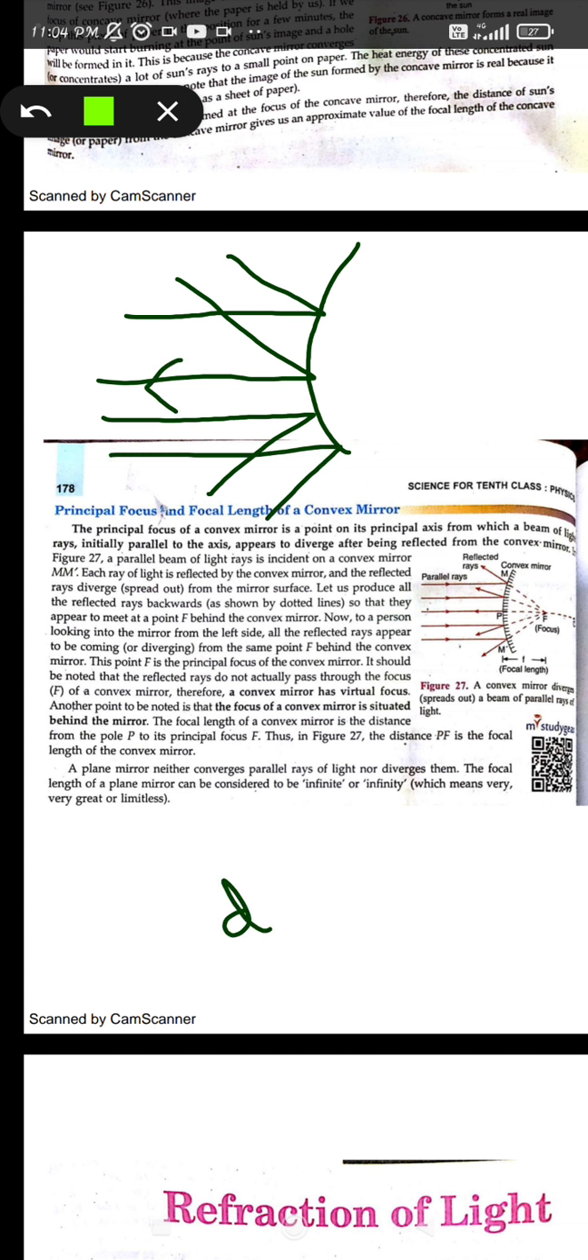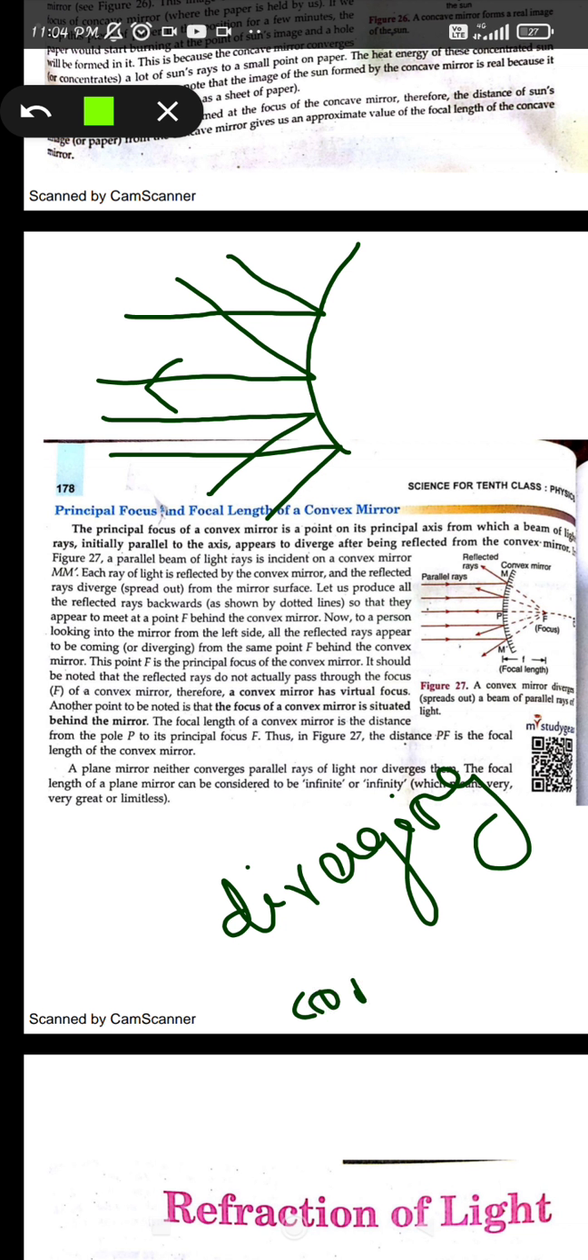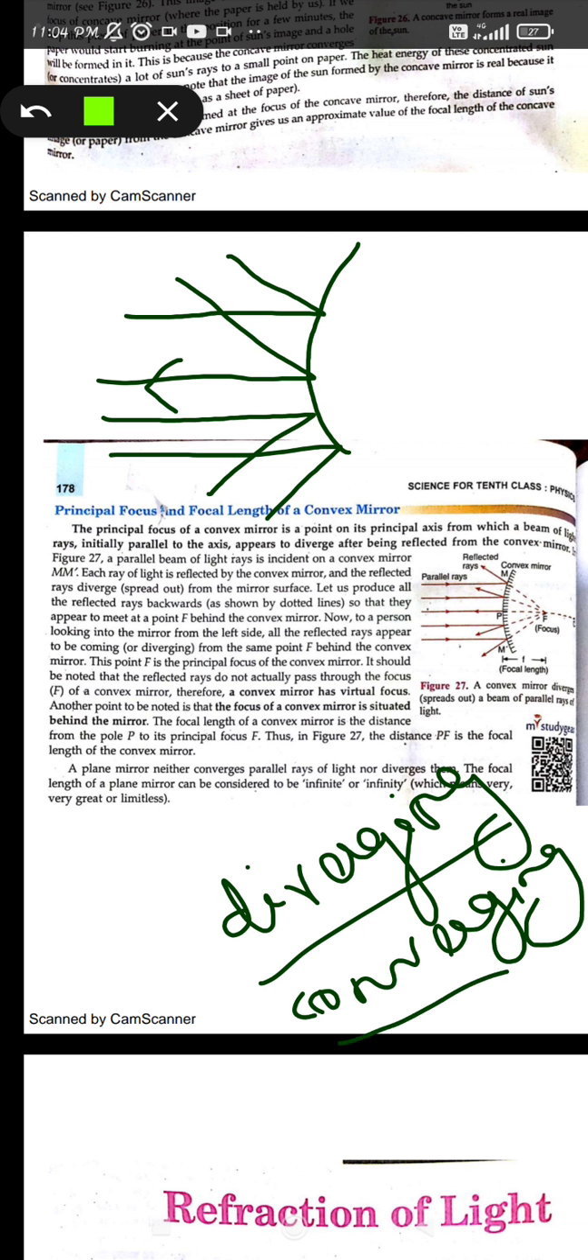So the convex mirror is said to be a diverging mirror, and the concave mirror is said to be the converging mirror. One is converging and the other one is a diverging mirror. So which is converging? It is the concave mirror, and which is the diverging one? It is the convex mirror. Okay.